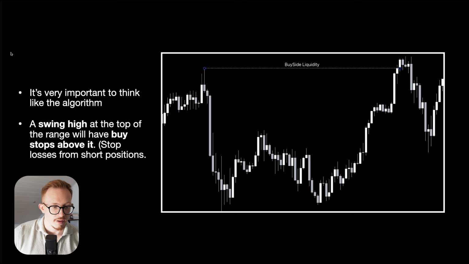So right here, a swing high at the top of the range will have buy stops above it. These are stop losses from short positions. As you can see in the example right here, this is the range that we are looking at, and that is the buy side liquidity in this case. As you can see, when buy side liquidity gets taken out, we see a reaction to the other side.